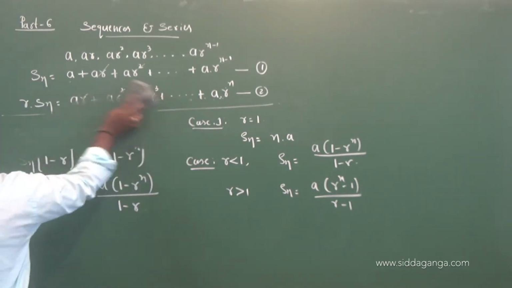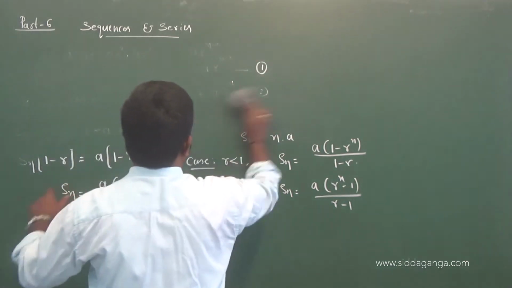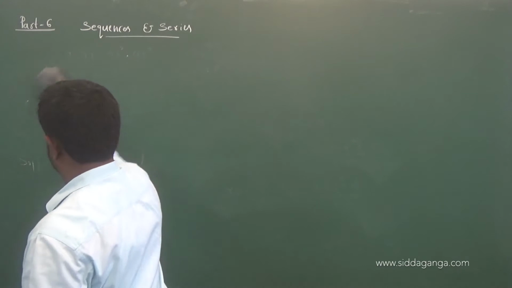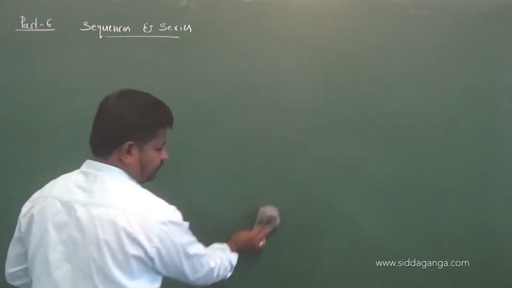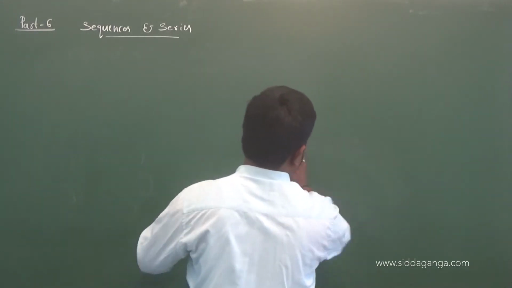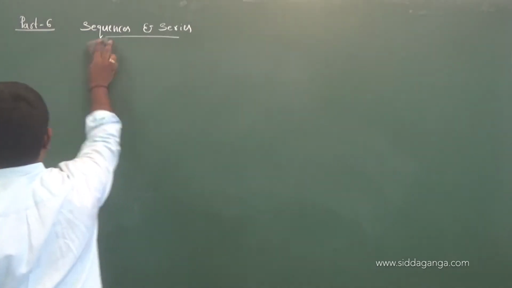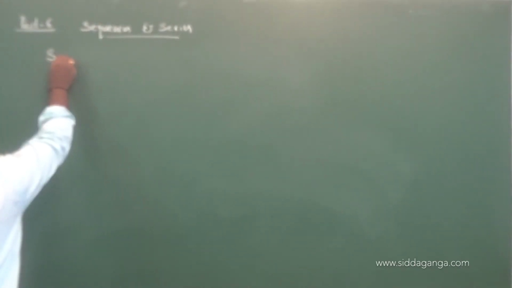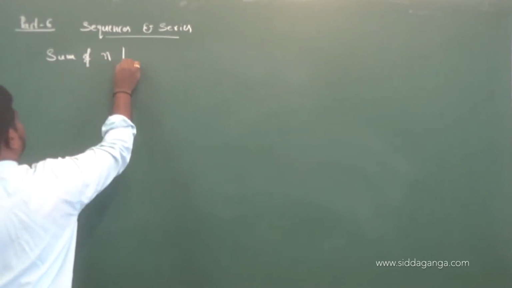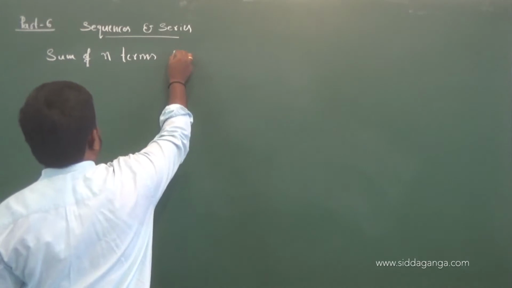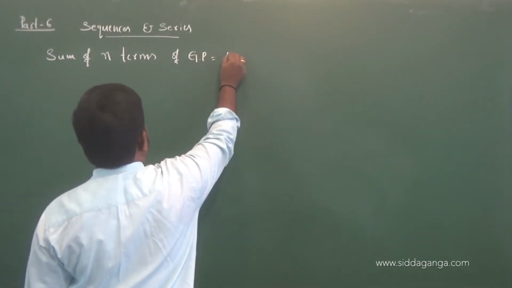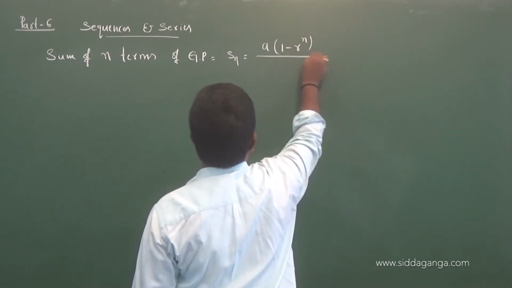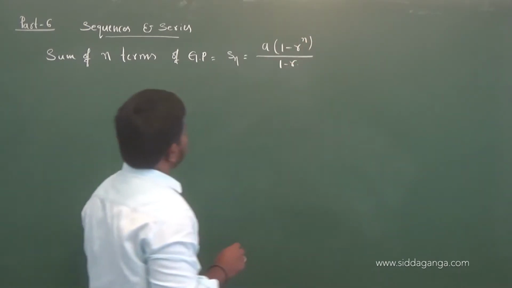Now, this is the sum of n terms. So, therefore, the sum of n terms of a geometric progression is equal to Sn is equal to a into 1 minus r power of n divided by 1 minus r. This gives the sum of n terms of a geometric progression.